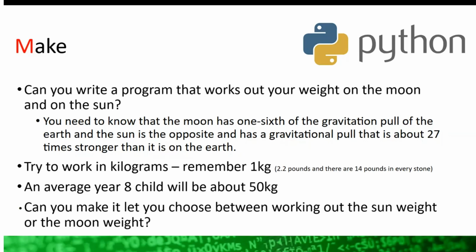Now, what I would love you to do is write a program that asks you the weight, so an input, then asks you whether you want to do the sun or the moon, stored in a second variable. So there's one that's storing the weight and one that's storing the choice of the place, the sun or the moon. And then, depending on which one you've picked, if you pick the sun, works out your weight times by 27. If you pick the moon, works out your weight divided by 6, and then prints that out. Now see if you can make that work on your own.